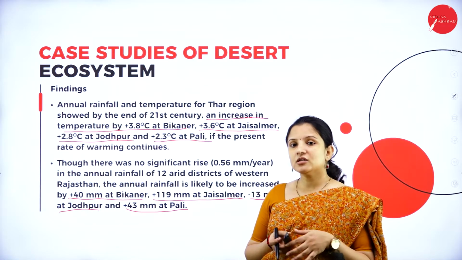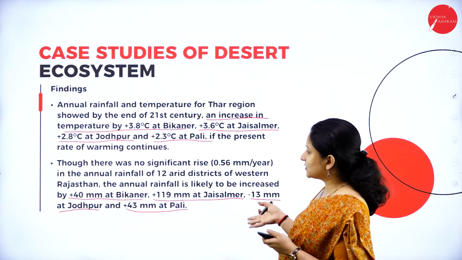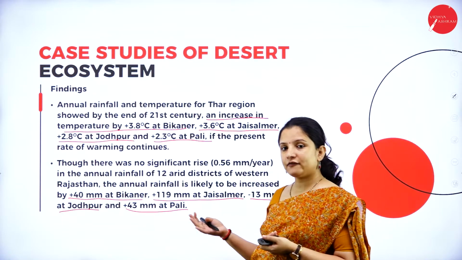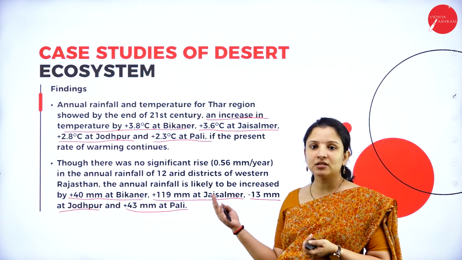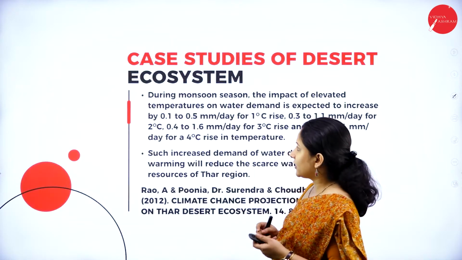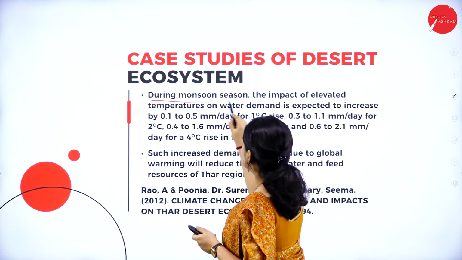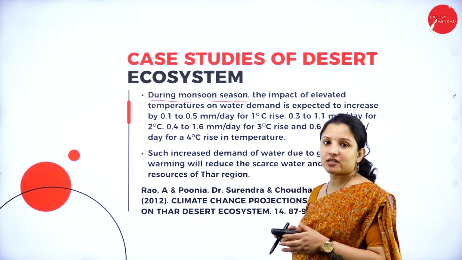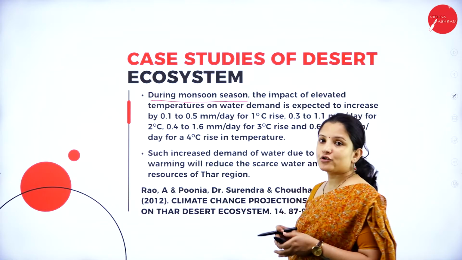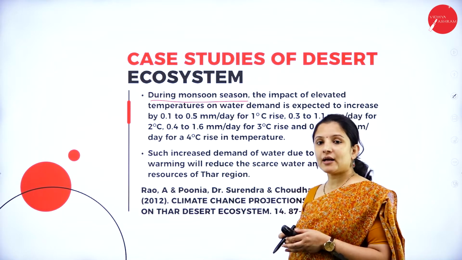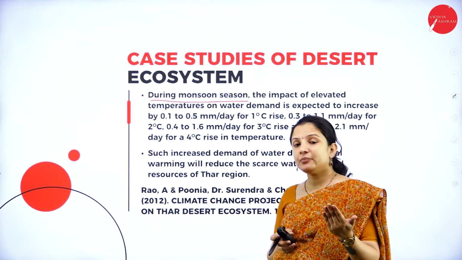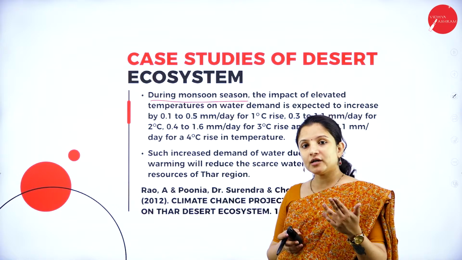But in the coming years, when they went in for the study, they noticed that in some of the regions there was a slight increase in the annual rainfall, and some of the regions had a decrease, especially Jodhpur, which had a decrease in annual rainfall. So during monsoon season, the increase in temperature led to water demand. Why? Even though annual rainfall increases, if the temperature is also high, what will happen?